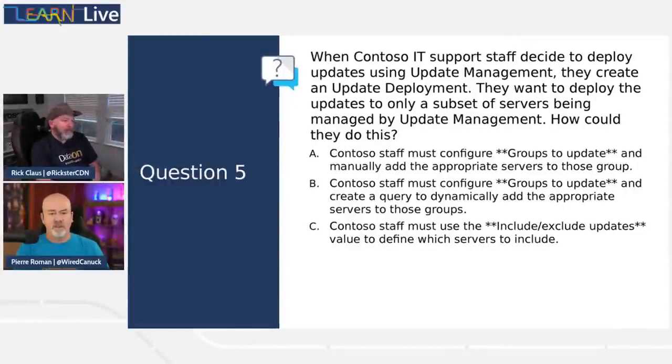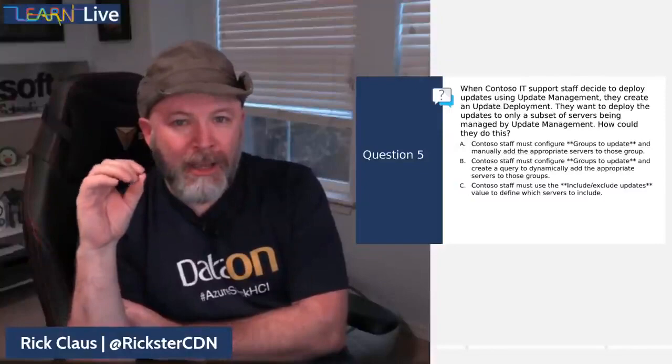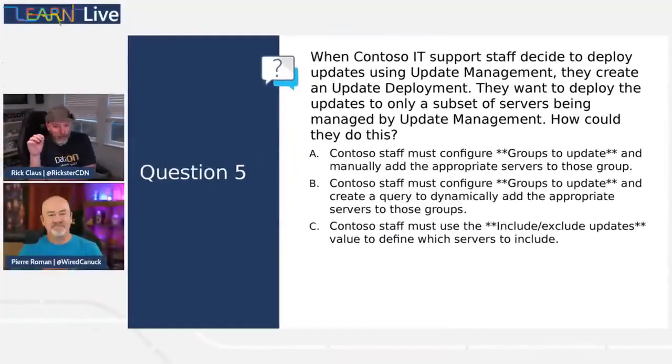A, they must configure a group to update and manually add the appropriate servers to that group. B, Contoso staff must configure the group to update and create a query to dynamically add the appropriate servers to that group. Or C, Contoso staff must use the include or exclude updates value to define which servers to include. Oh, this is a tricky one. I'm looking at hints inside the wording. Whenever I'm doing an exam question from Microsoft or any certification exam, I always look for my knowledge of the product and also for individual words that kind of jump out at me.